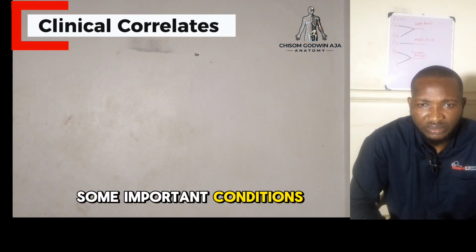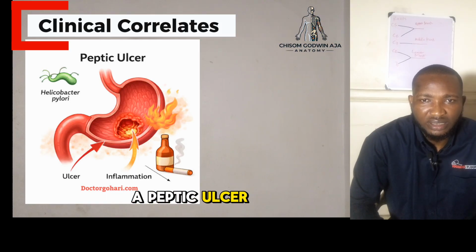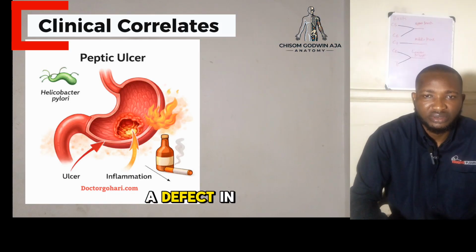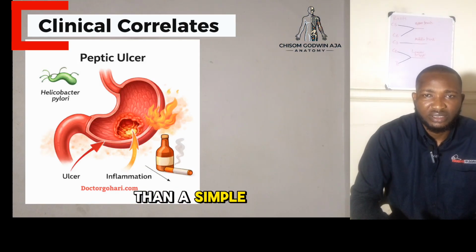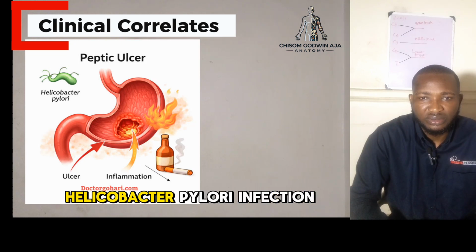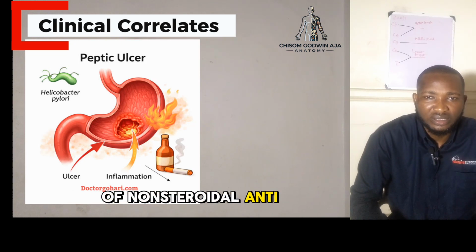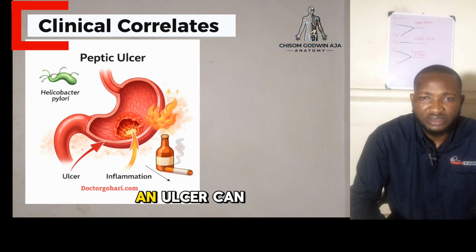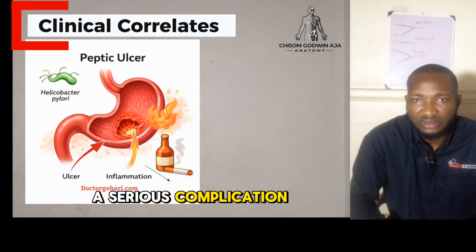Clinical correlates. Let's now discuss some important conditions involving the stomach. Peptic ulcer disease. A peptic ulcer is a defect in the gastrointestinal mucosa that extends deeper than a simple superficial erosion. Common causes include Helicobacter pylori infection and the use of non-steroidal anti-inflammatory drugs. An ulcer can occur in the stomach or duodenum. A serious complication is bleeding.